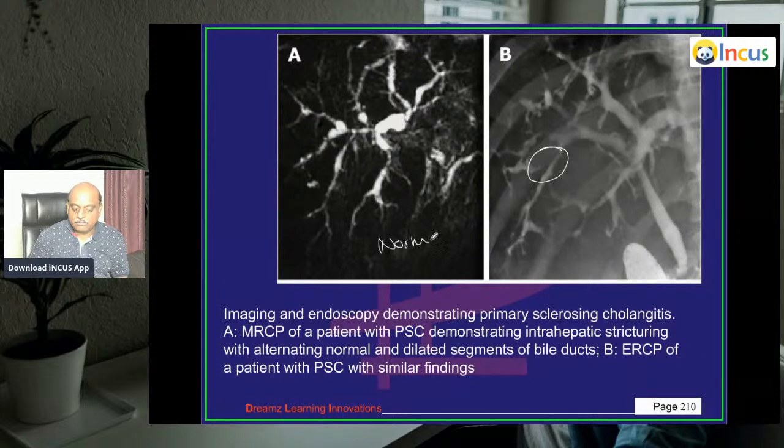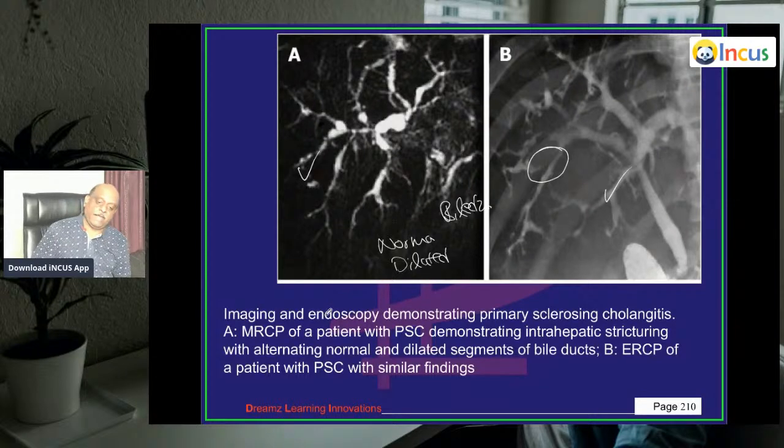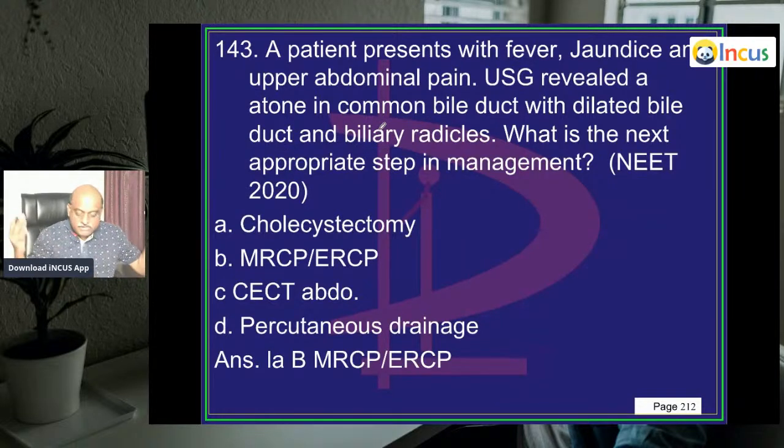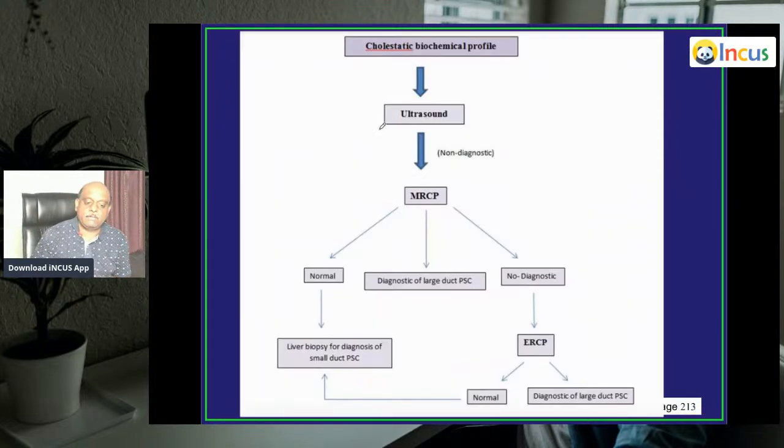Normal and dilated bile ducts. So this is the MRCP and this is the ERCP, endoscopic retrograde cholangiopancreatography. Once more, a NEET PG 2020 question. A patient presents with fever, jaundice, upper abdominal pain, ultrasound shows common bile duct with dilated bile duct and biliary radicals. What is the next appropriate step? MRCP, ERCP is what you need to remember.